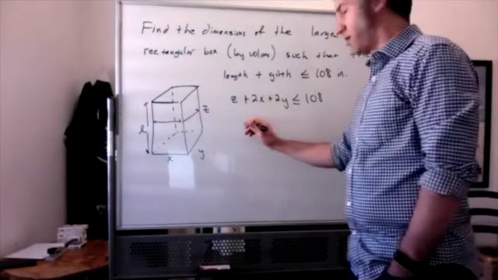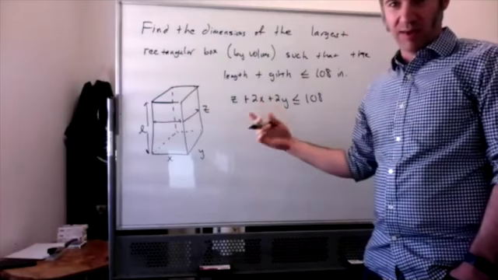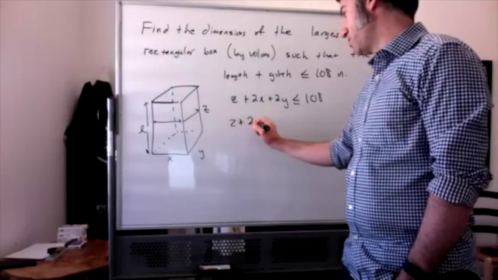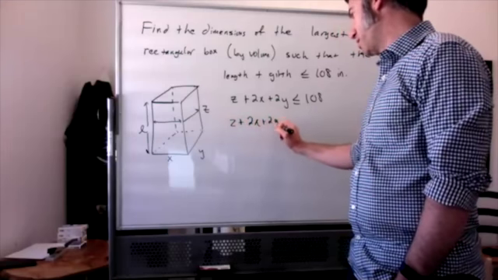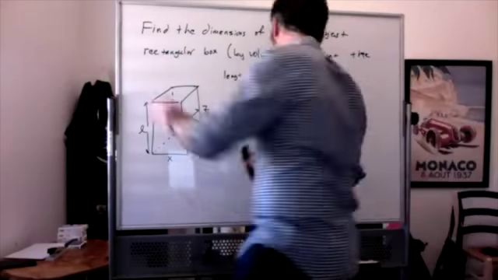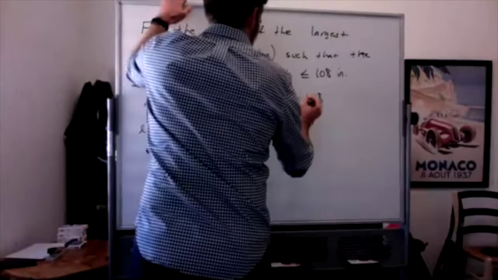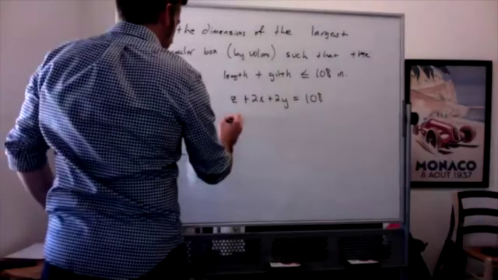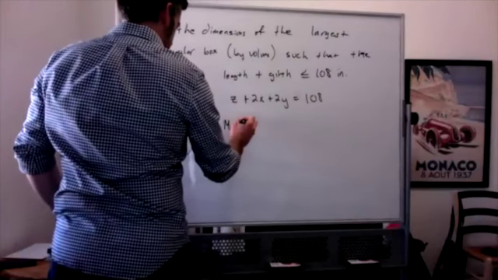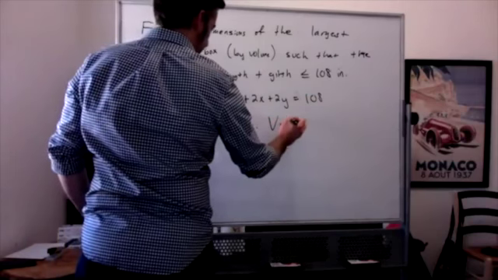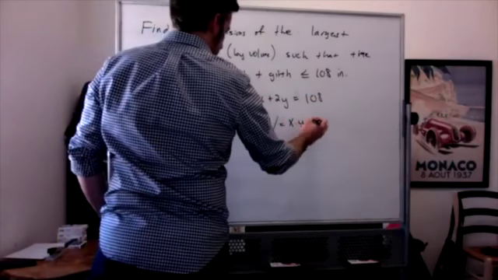Again, we're going to try and write things as a function of two variables. We're probably going to end up solving for z. So I've got z plus 2x plus 2y equal to 108. And we also want to maximize the volume, which is equal to x times y times z.